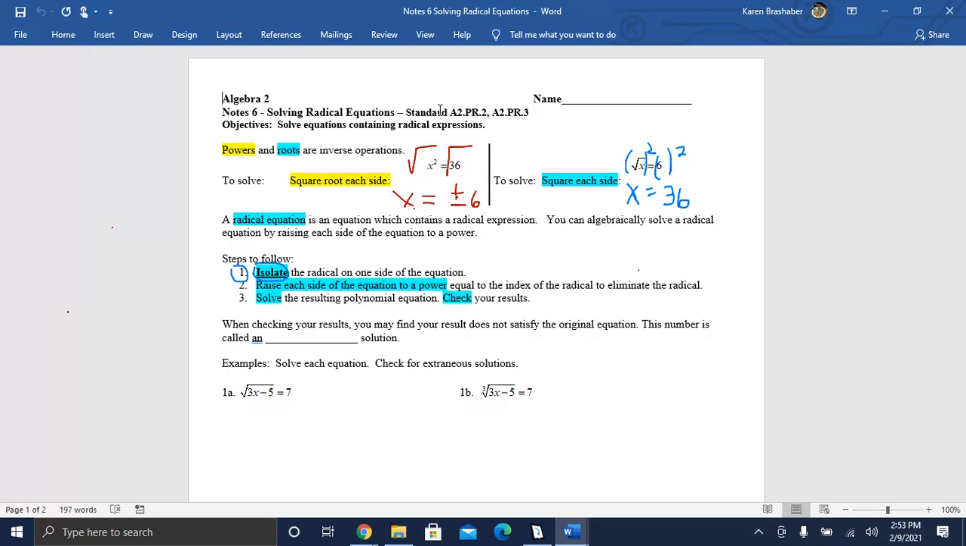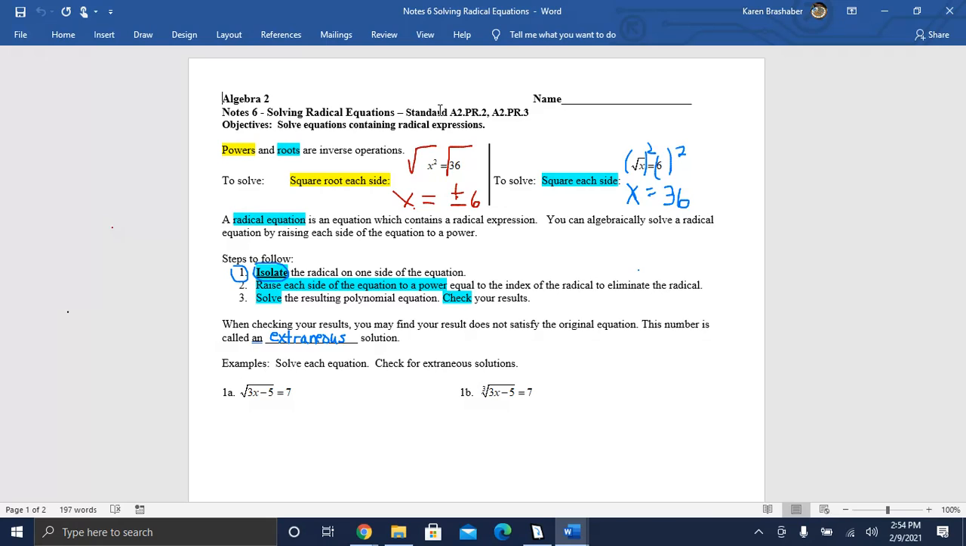Sometimes you do get something that's called an extraneous solution, and that means it's a solution that mathematically you did the correct work, but that solution does not check. It's an extra solution that does not check. So you do have to check your results.